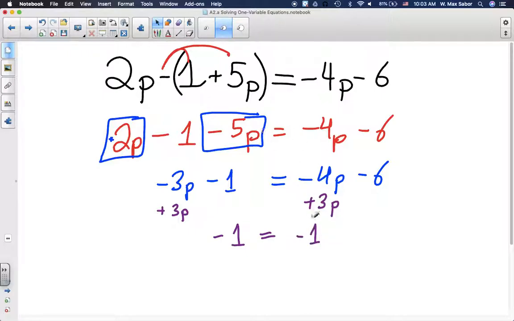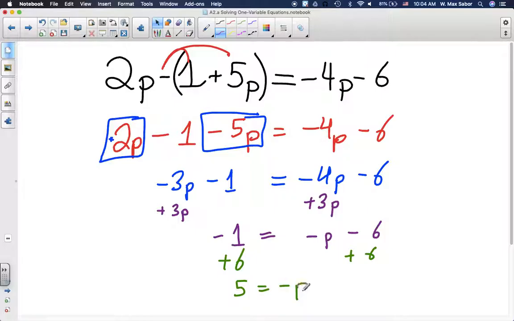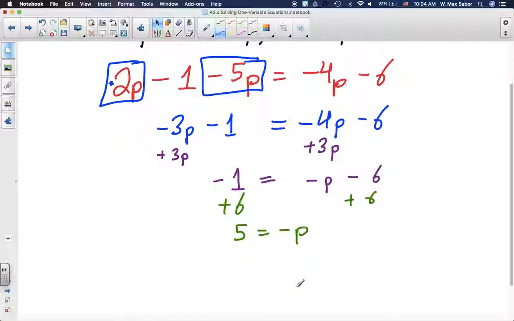You can write this as negative p, but please know that it's the same thing as negative 1p. And the constants didn't change because we added variables to both sides. Now we can add 6. Negative 1 plus 6 is 5, equals negative p. And we don't care about what negative p is. What we care about is what positive p is. So this is negative 1, as I said before. We can divide by negative 1 on both sides to get negative 5 equals p.